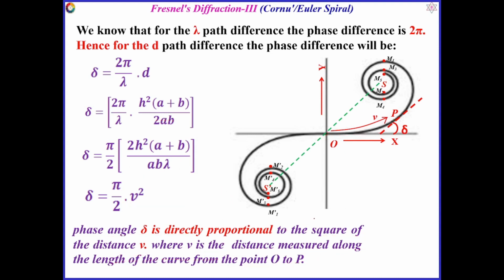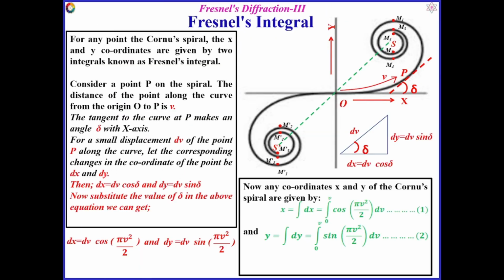So here we proved that this delta is proportional to the square of the distance from O to any particular point on this cornu spiral. Now we are going to go for Fresnel's integral. Whatever we discussed, we are going to follow over here.